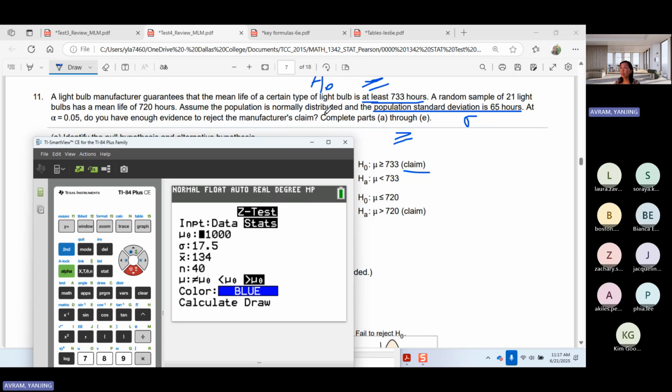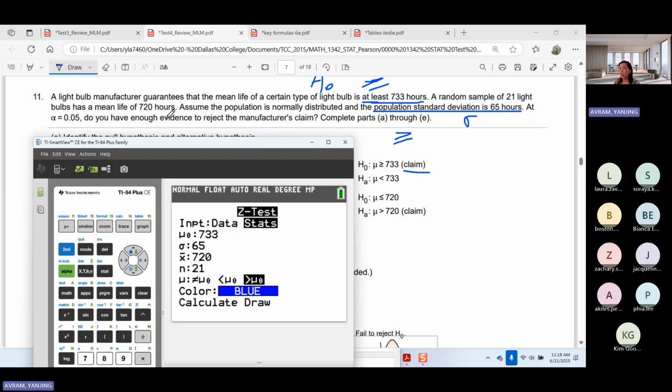The light bulb, the mean life. Okay, so my mean here should be 733. Sigma here is 65. X bar here, this light bulb has 720 hours. N here is 21.